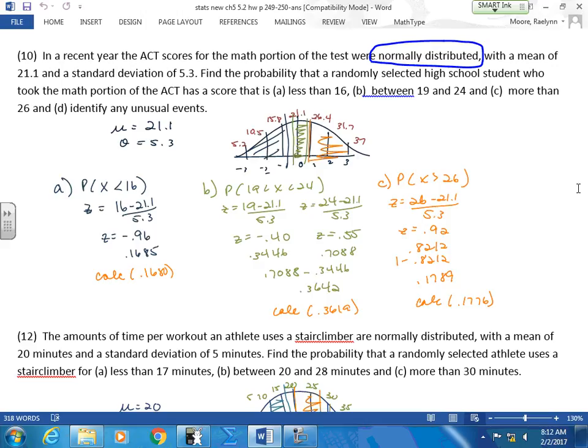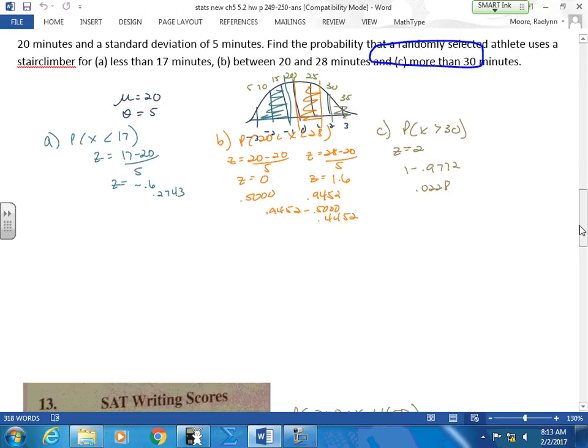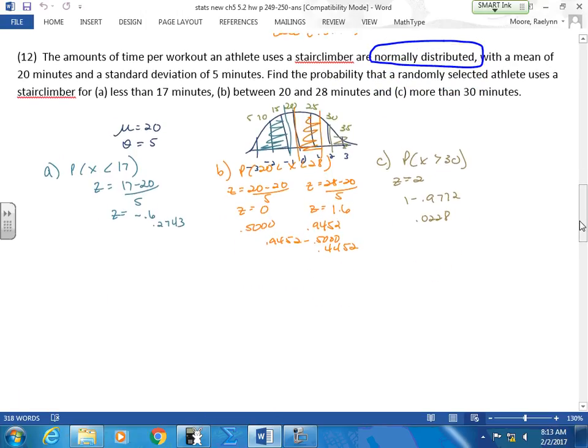How many of you actually use your calculator? Yeah? Okay. A couple? And try them. If you want to try them, take out your calculator and try them. Wow, that fell right into my normally distributed. Look at that.